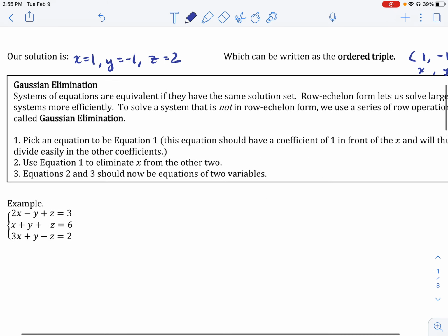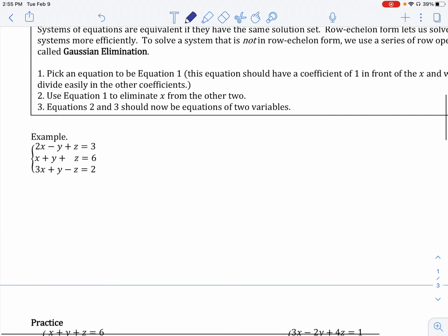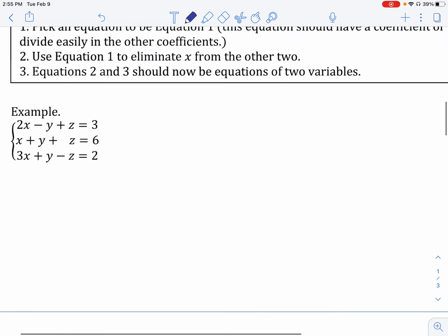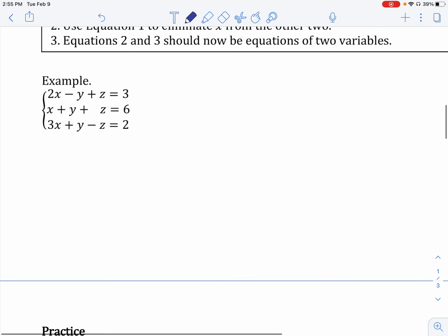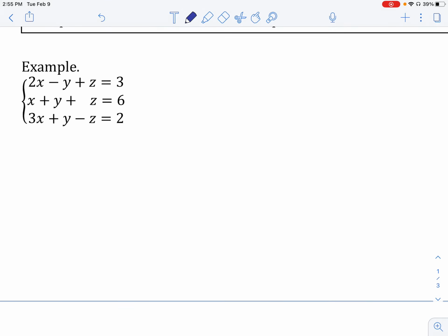So this process of going into row echelon form is known as Gaussian elimination, and this follows what we call a series of row operations. The first thing that I'm going to do in this example is rewrite this, because I noticed that my second row here is a really good candidate to be my first row. So I'm just going to rewrite this so that becomes my new row 1.